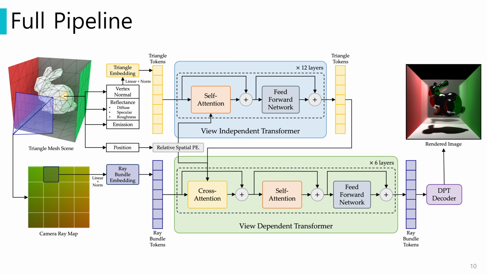Now let's dive into the method. This is the full pipeline of RenderFormer. At a high level, it's a two-stage architecture that takes two primary inputs, the triangle mesh scene and the camera view. It then processes them through two specialized transformers to produce the final rendered image.